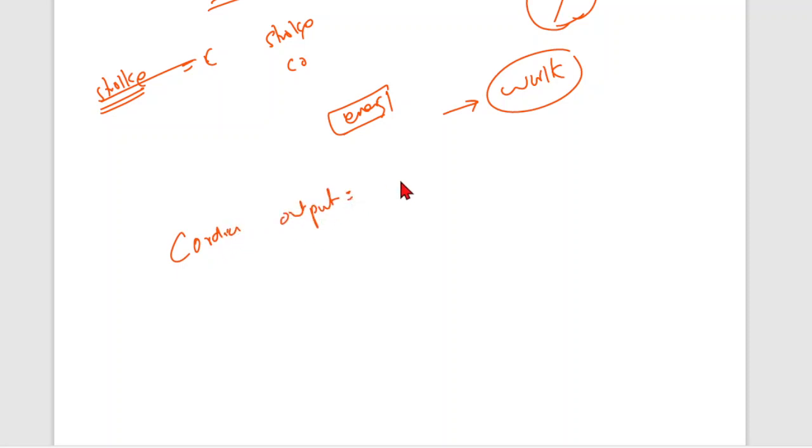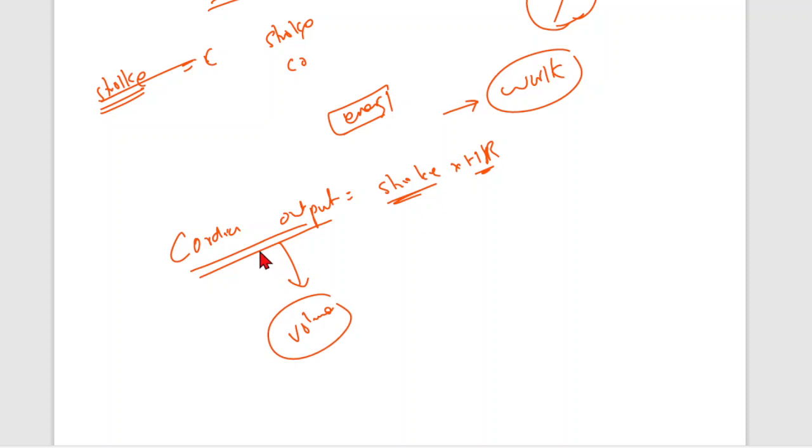Cardiac output is equal to stroke volume multiplied by heart rate. It means the blood ejected per heartbeat, multiplied by heart rate, gives you the cardiac output. That is how much blood moves out from the heart in 1 minute. The volume of blood moving out in 1 minute is called cardiac output. Now we will explain one thing at a time.